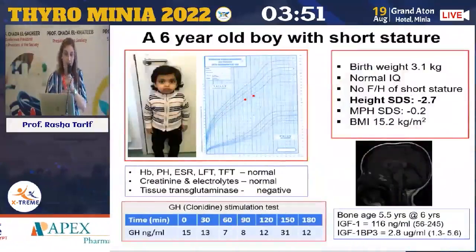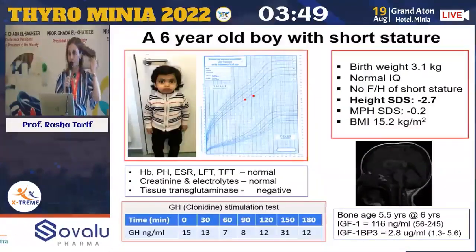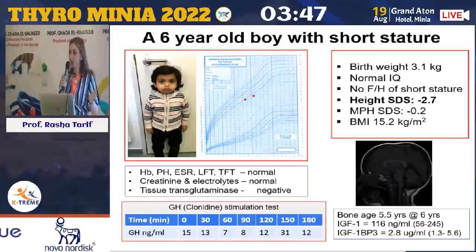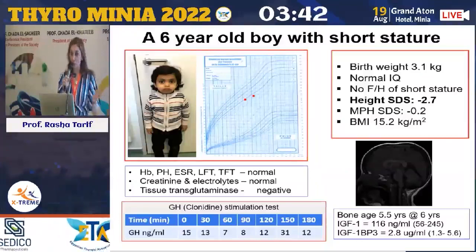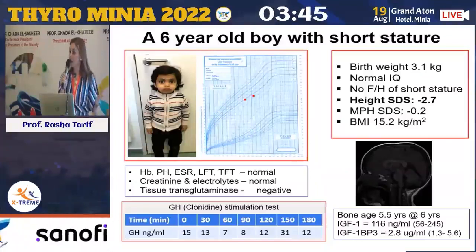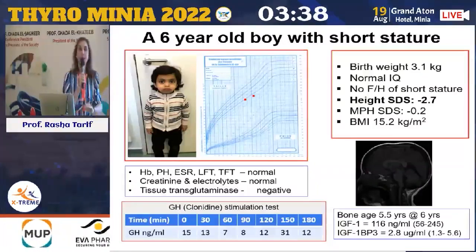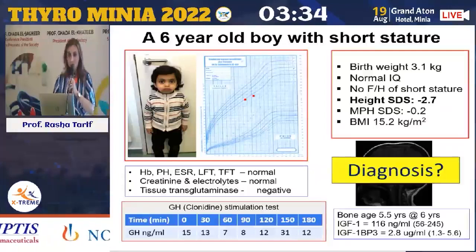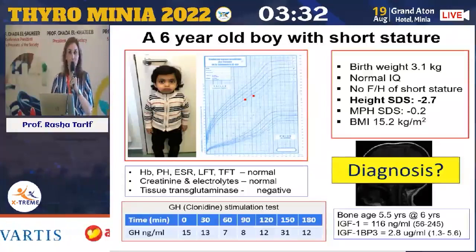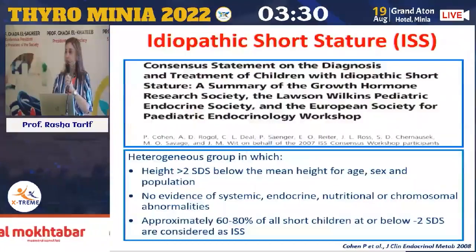And this is a 6-year-old boy with short stature, normal birth weight, normal parents, normal investigations: growth hormone, thyroid, MRI, sella, the bone age is not delayed. Everything is completely normal. What do you think? What's the diagnosis? Thank you. This is idiopathic short stature.